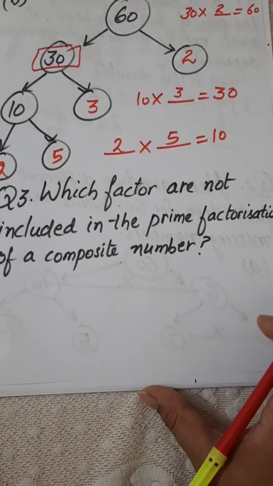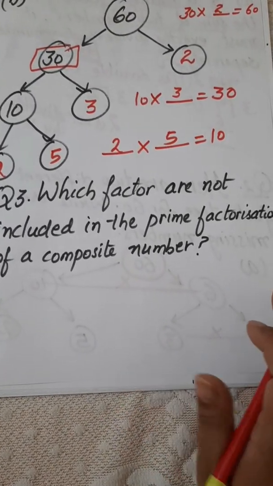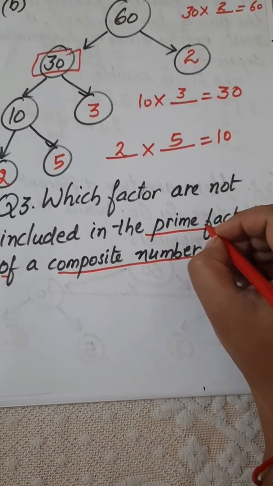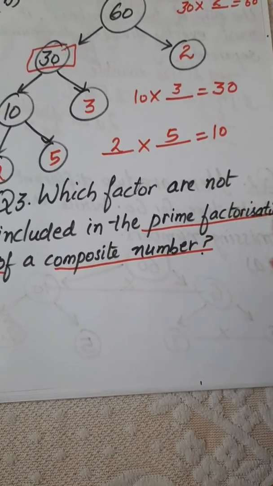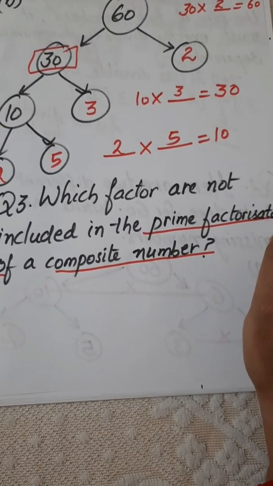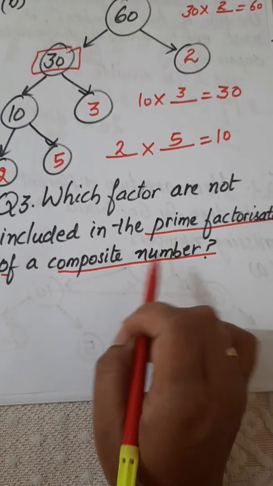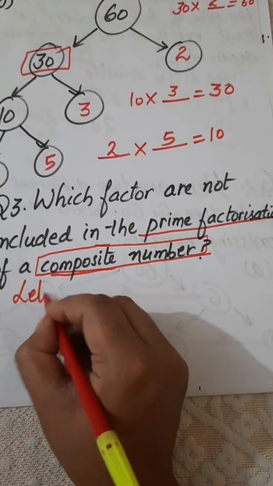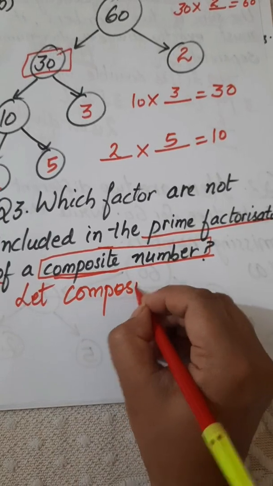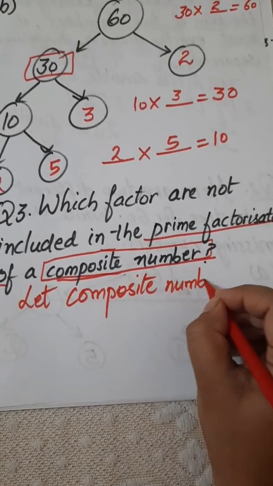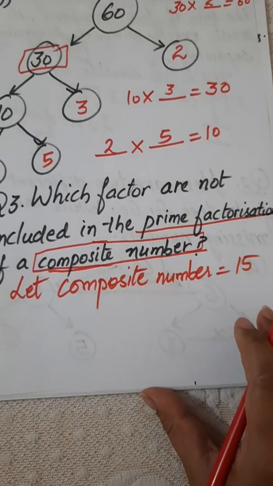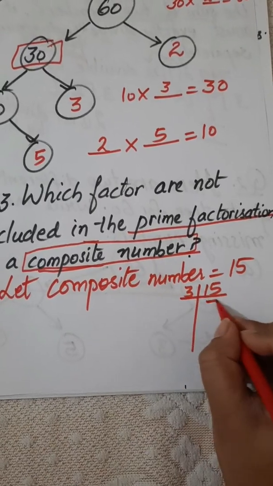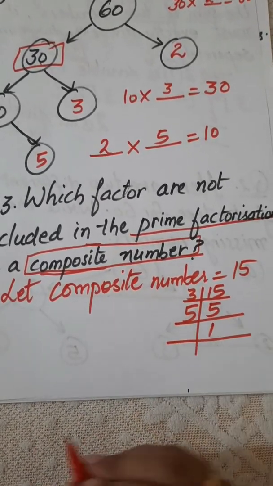Now question number 3 is, which factor are not included in the prime factorization of a composite number? We know that in prime factorization we express a given number as a product of prime factors, and I have to express the prime factorization of a composite number. So let's take any composite number. Here I am taking 15. Here 15 is a composite number. So let's do the prime factorization. 15, 3 5s are 15, 5, 1.